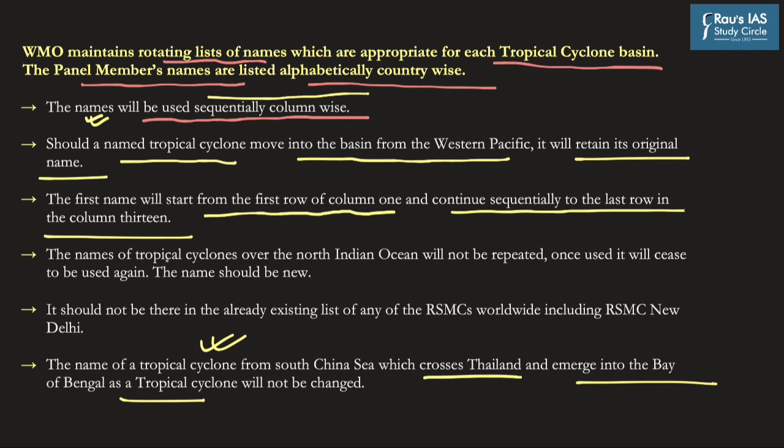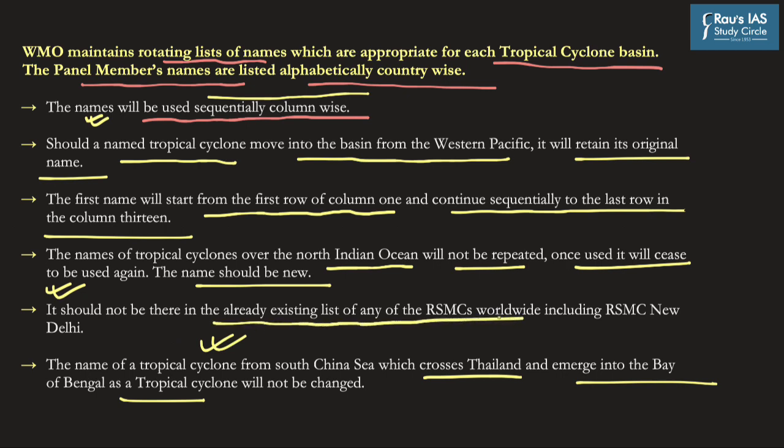It further mentions that the names of tropical cyclones over the North Indian Ocean will not be repeated. Once used, a name will cease to be used again, so the name must be a new name. Another aspect is that a name provided by the regional centers should not be in the already existing list of any of the regional specialized meteorological centers. So the name should not correspond or tally with any name provided by the 5 other regional specialized meteorological centers. Overall, the name suggested by any country should be a new name.